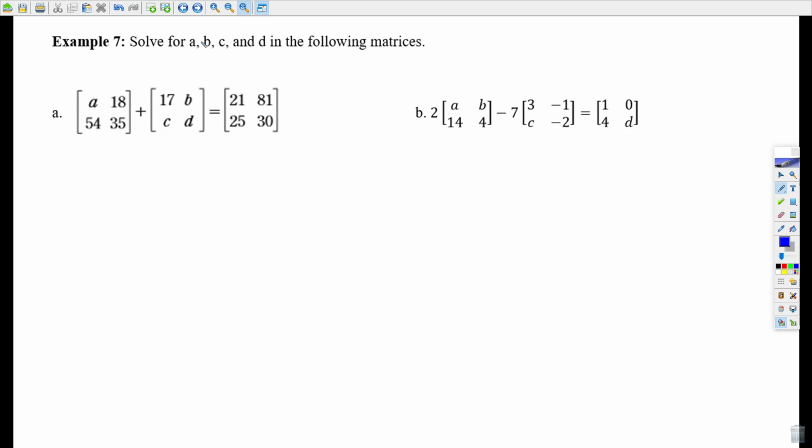We have one example left, then we're done. So we're going to actually throw some variables in here and try to solve for them. Some of them aren't too bad. Then it gets a little bit more complicated a little later. A is not bad. B is a little bit more complicated. So let's look at part A. You see we have two matrices being added together, and then we also have the answer, what it equals.